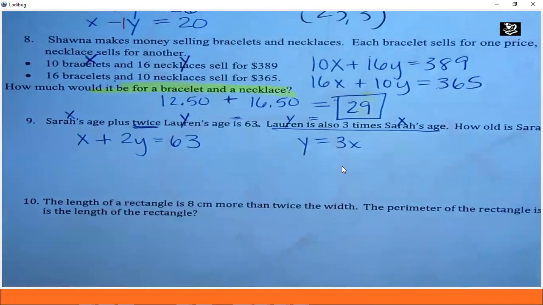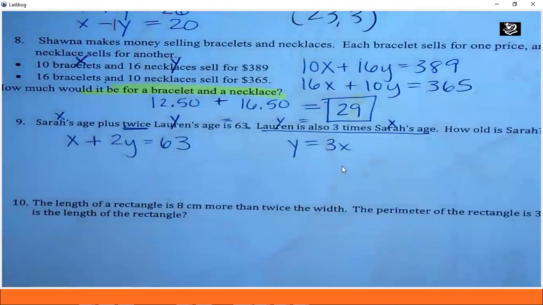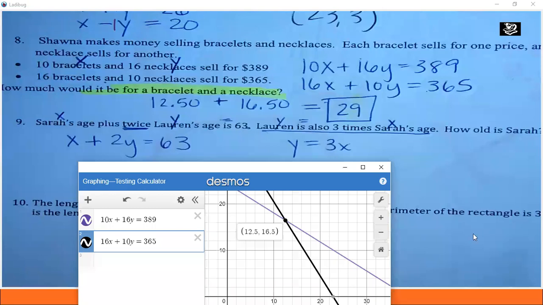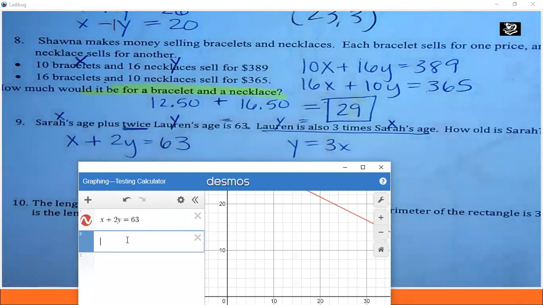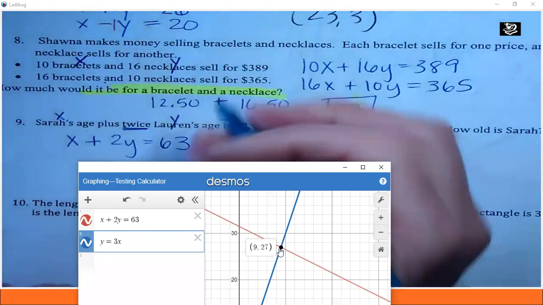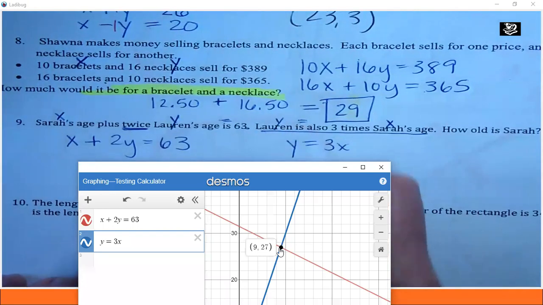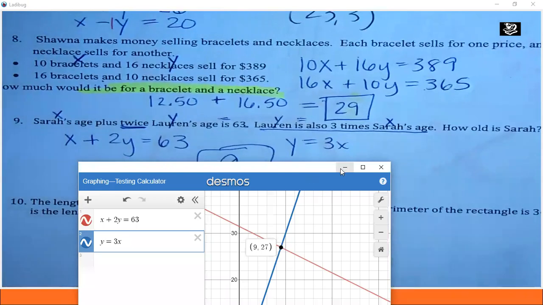Okay. All right. When I put them in Desmos and I find where they cross, Makai, am I looking for the X or the Y? X. Good. I'm looking for the X because it asks how old is Sarah? So I'm looking for the X. I got the answer? The X is 9. Okay. All right. Last one.